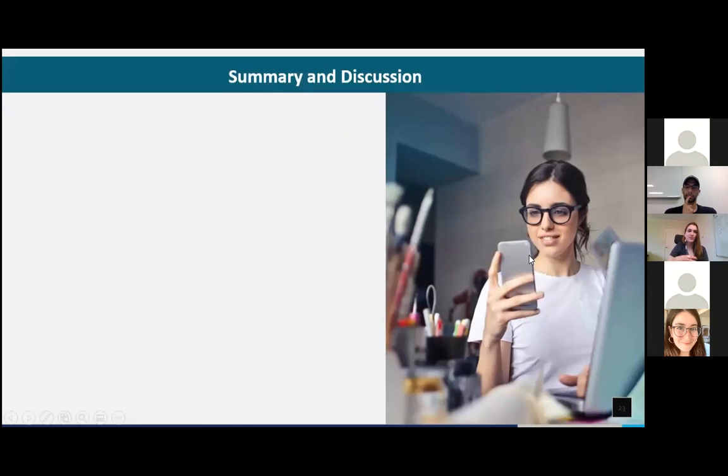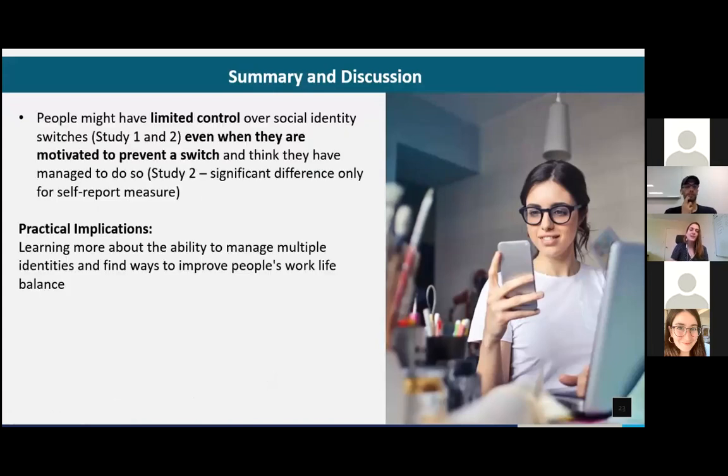So what did we conclude based on this? So first of all, people seem to have limited control over social identity switches. And that is even when they are motivated to prevent the switch and might even think or report that they are able to do so. So that's what we saw in the second study, where participants told us, yes, I was able to keep my parent identity salient, but we then didn't see this in the implicit measure.